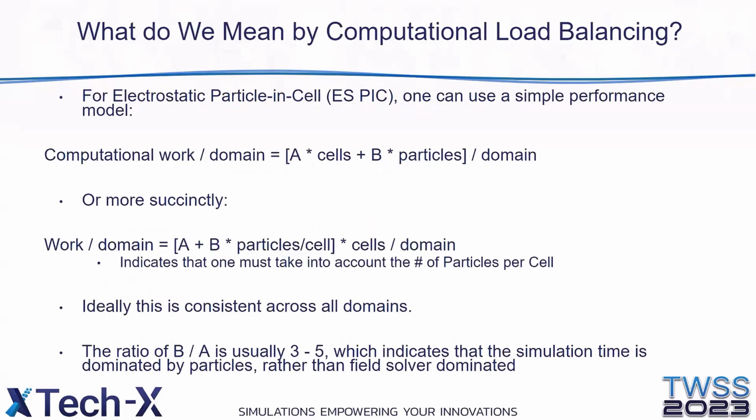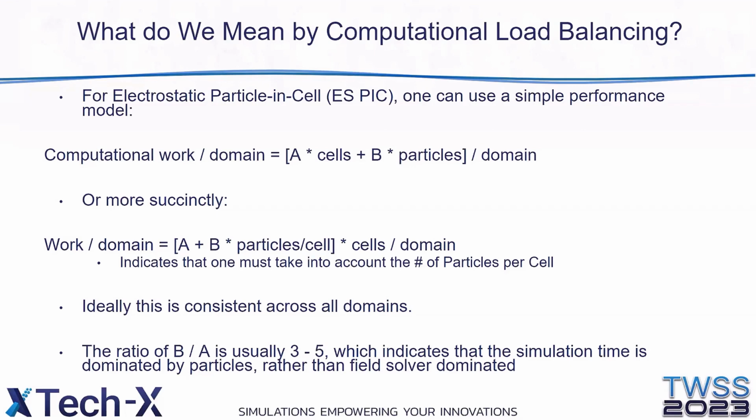So what do we mean by computational load balancing? For electrostatic particle in cell, or ESPIC, one can think of a simple performance model. And that is that the computational work per domain, or the amount of work that a CPU has to do for its domain, goes like some factor A times the number of cells in that domain, plus another factor B times the number of particles in that domain. Or perhaps a little bit more succinctly, the work per domain goes like A plus B times the number of particles per cell times the number of cells per domain.